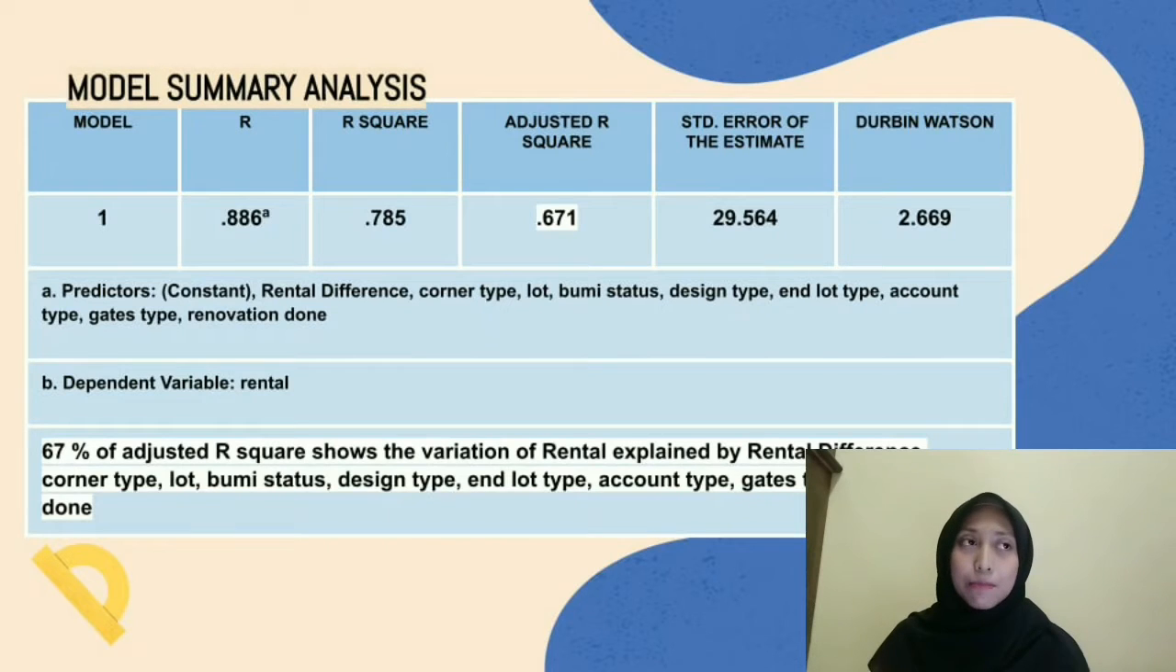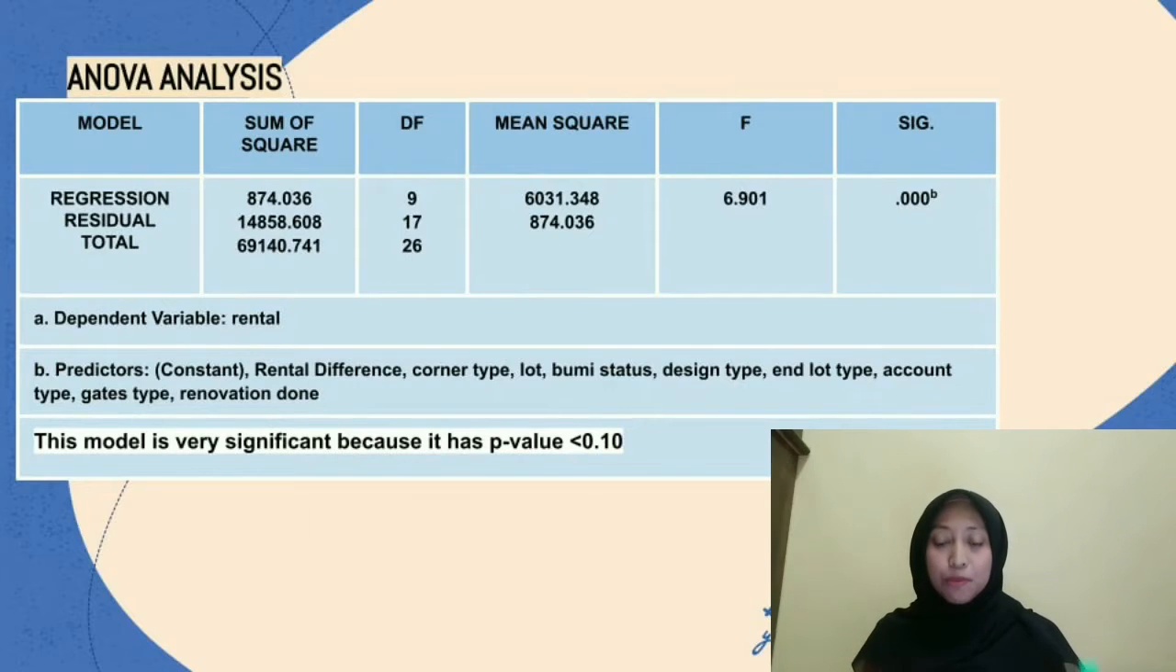Today I will present about regression, which is model summary analysis. As you can see in the table, 67% of adjusted R-squared shows the variation of the rental, which is explained by the other predictors, consisting of rental differences, corner type, lot, booming status, lot type, account type, gates, and renovation. According to this table in the slide, it demonstrates the output of the ANOVA analysis, and whether there is a statistically important difference among the group means.